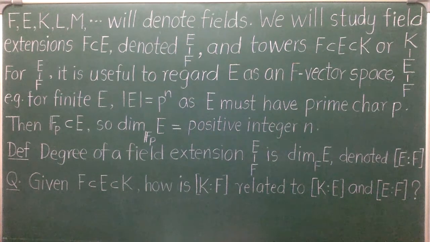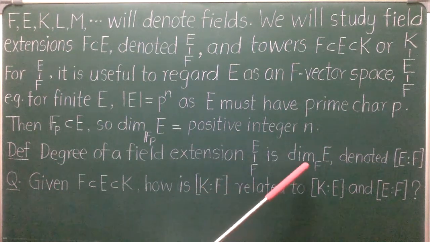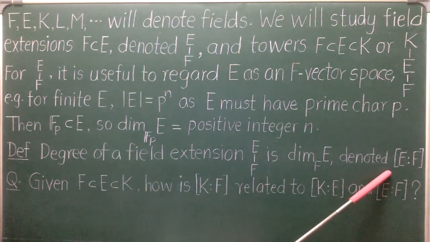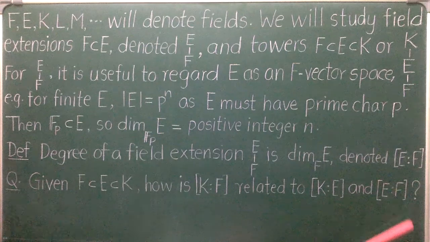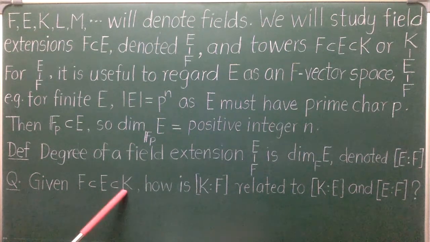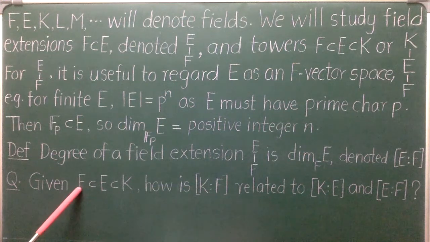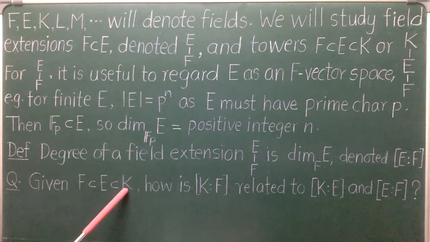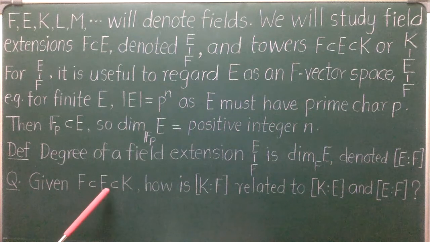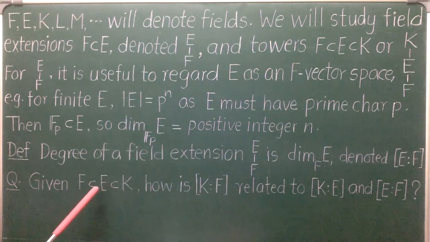Okay, now we make a definition. The degree of a field extension E over F is just the dimension of E as a vector space over F, and we denote it using this square bracket notation. Immediately a question arises. If I have a tower K over E over F, then how is the big degree K over F related to the intermediate degrees K over E and E over F? The answer is not difficult, so see if you can find it.